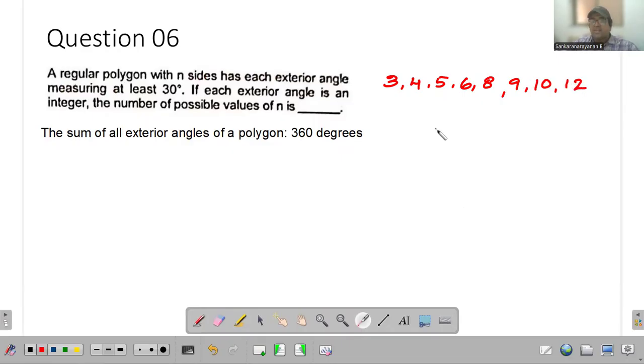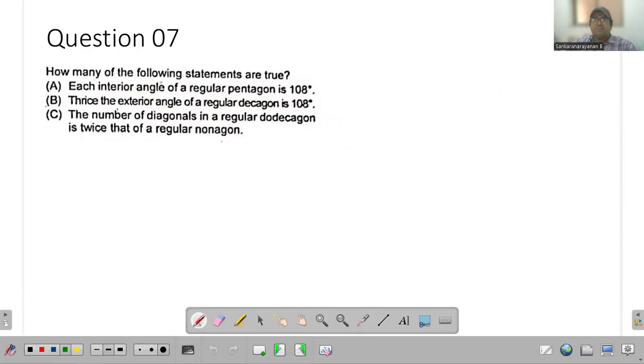So how many values can we think of? 1, 2, 3, 4, 5, 6, 7, 8. We can see that altogether the number of possible values for n, I can say the answer, is equal to 8. 8 values are possible. And that's how the calculation is made. Okay. Now let's consider the next question.